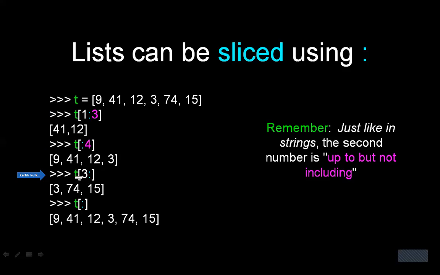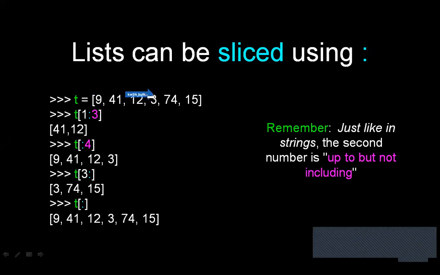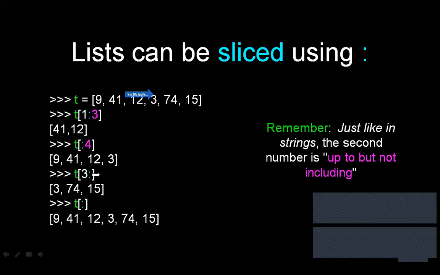Here I have given the start as 3. Counting 0, 1, 2, and then 3, so 3 is the index number. Here 3 will be printed. The end I have not specified in this particular example, which means it begins with 3 and goes up to the end of the list. So you will get the output up to the end of the list.